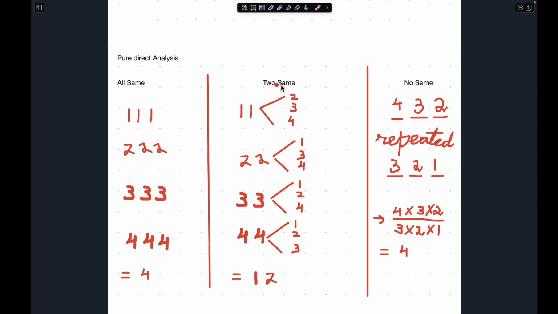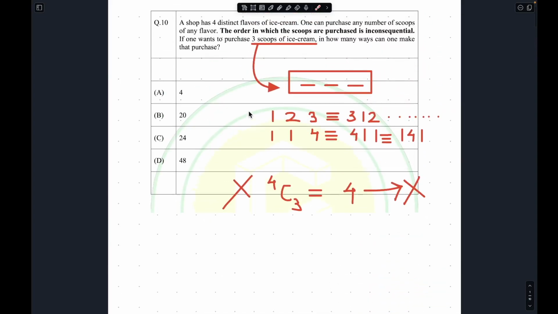Right? Because only 2 same is the possibility that we're considering over here. You may ask, why did you only pick the last spot to have these distinct elements? Why not in the middle? As I've already explained, the order does not matter. The order is inconsequential. If the order mattered, we would have been considering permutations, but it is not permutations that we're considering, because the order does not matter.